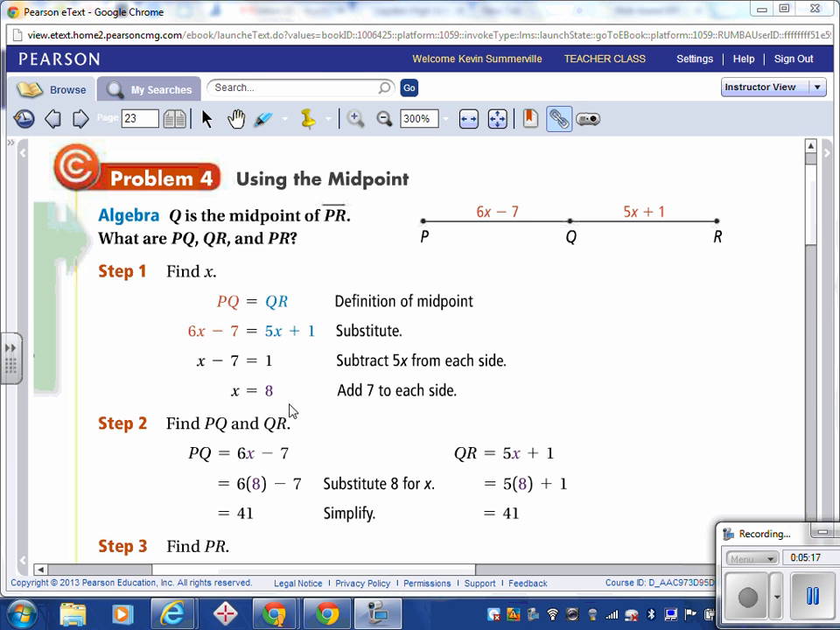So if you know that x equals 8, all you need to do is substitute it in for x in this segment and in this segment. So substitute the 8 in for the x, and you get 6 times 8 minus 7 is 41. And then over for QR, which is 5x plus 1, substitute 8 in there for x. When you have a number next to a parenthesis, you multiply, add 1, and you get 41.